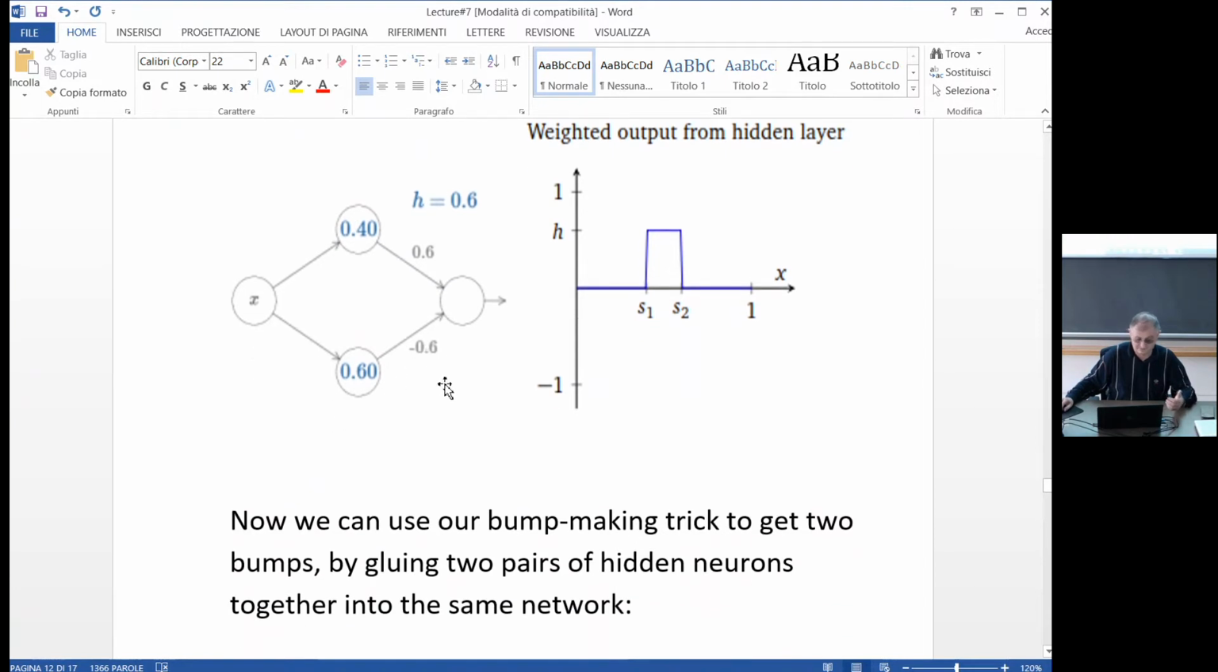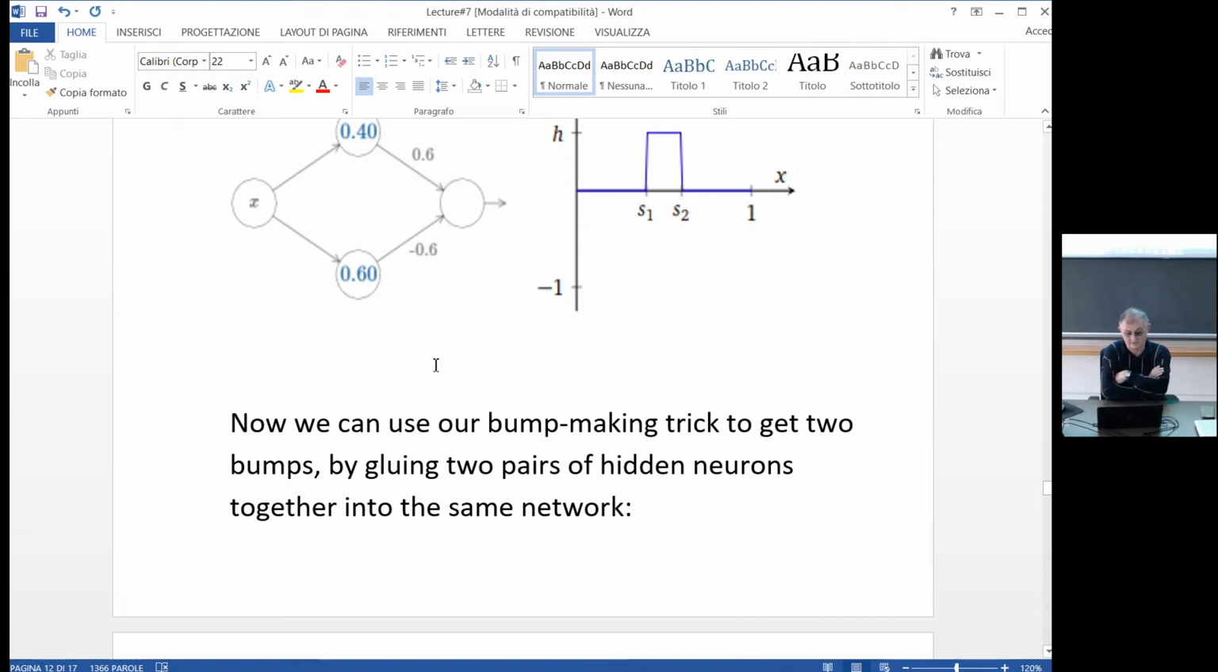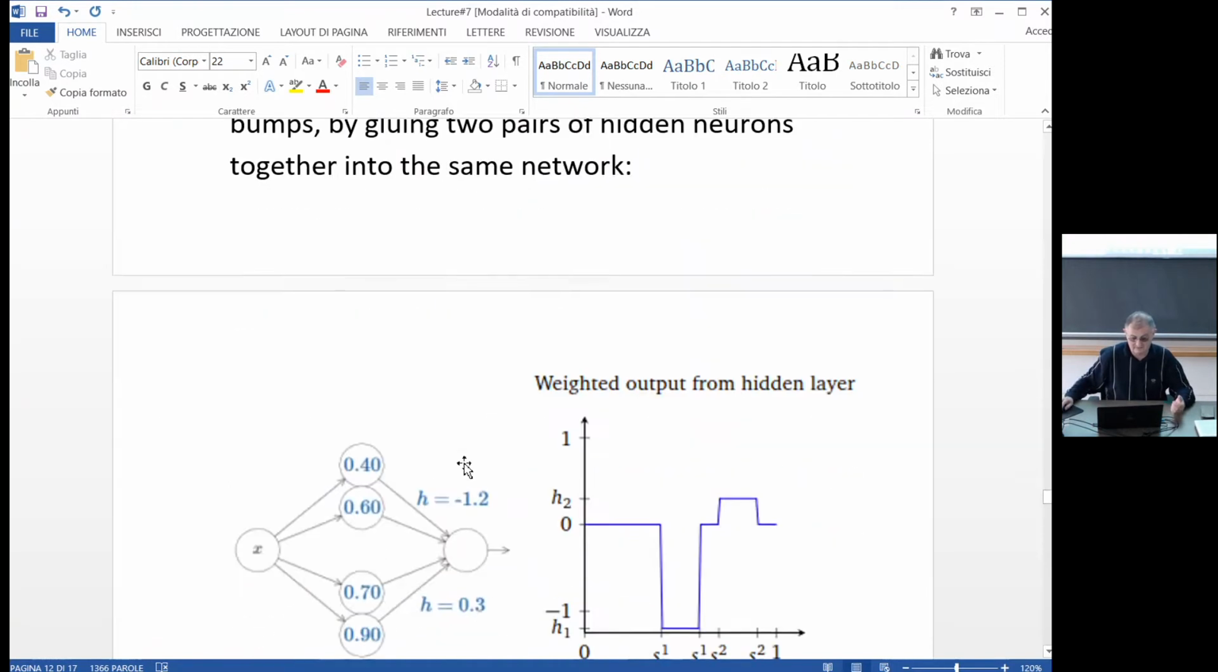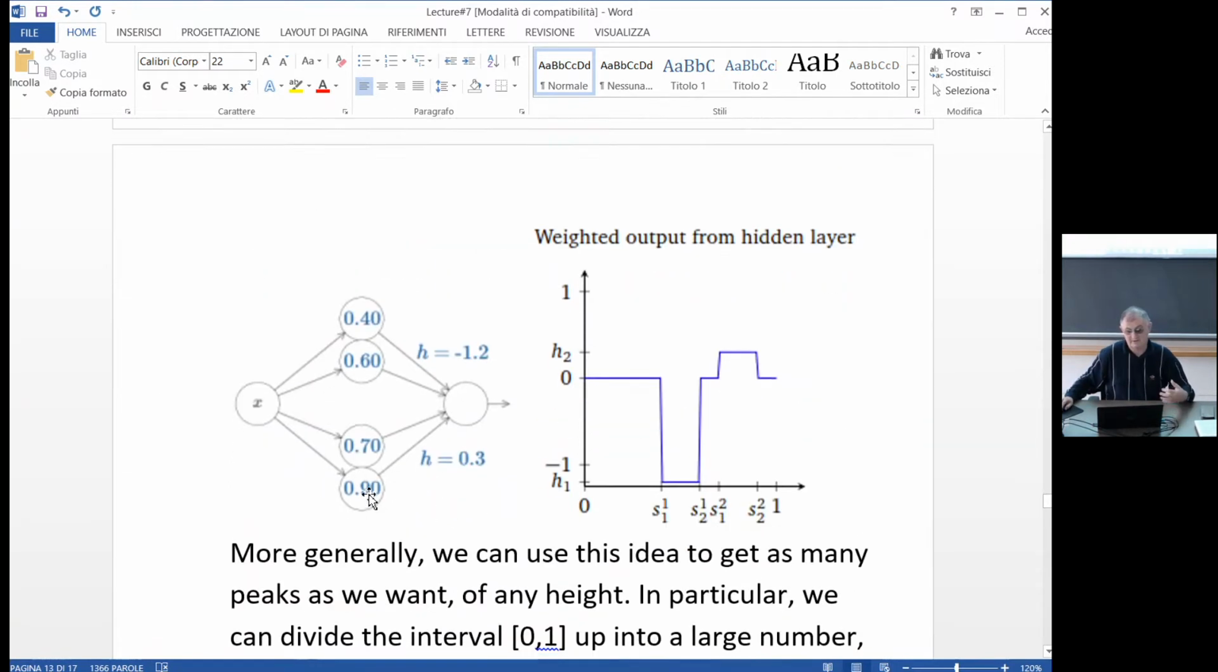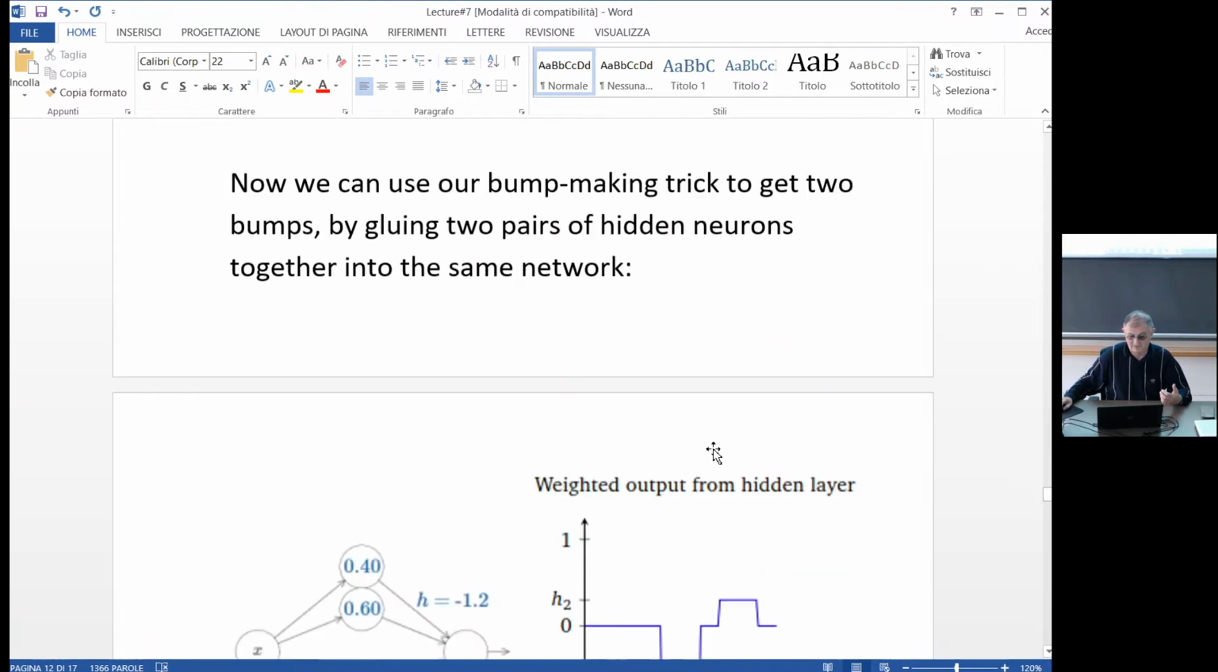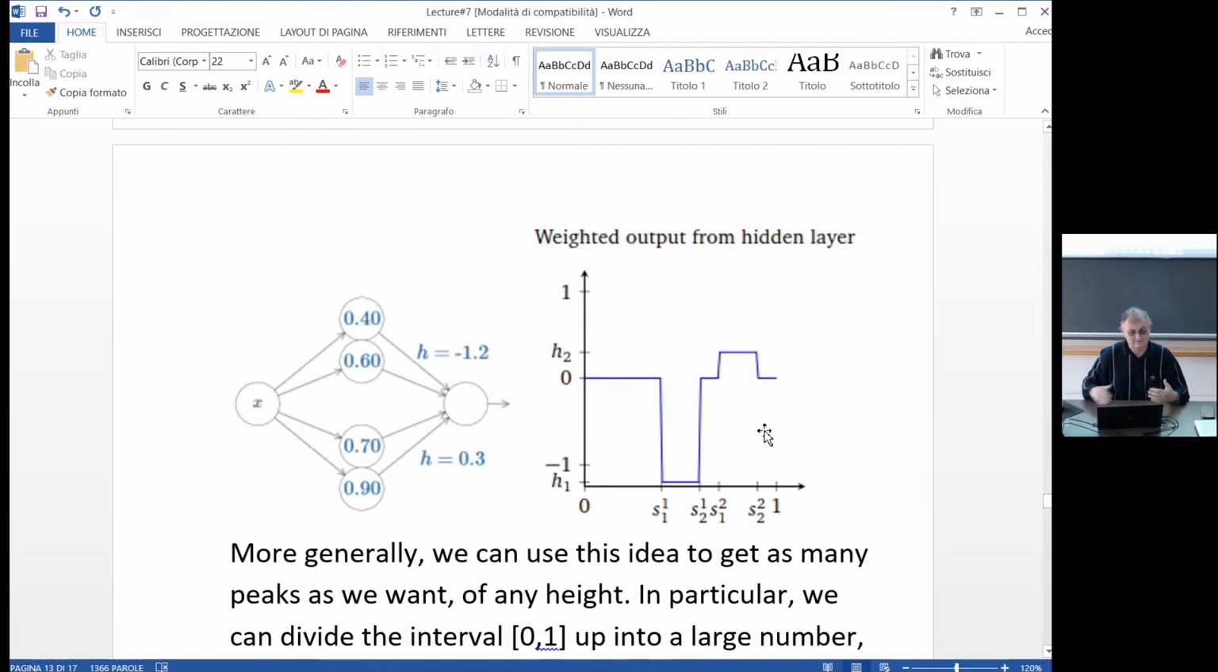0.6 and minus 0.6. So now one can use our bump making trick to get two bumps by gluing two pairs of hidden neurons together into the same network. So we can glue other two neurons, in the sense that we have some continuation of our rectangles. So we gradually construct the discrete approximation of our function.